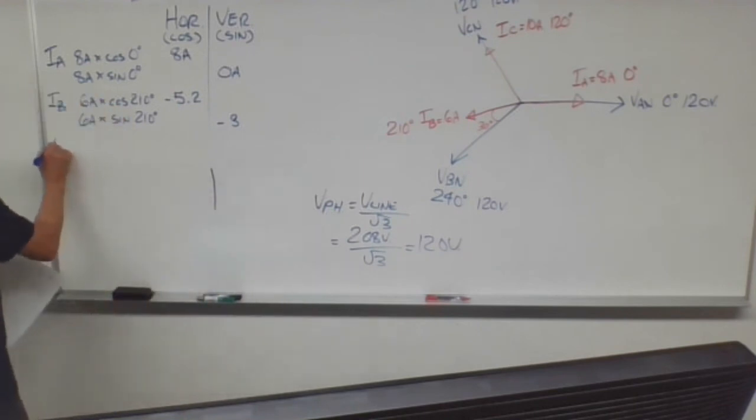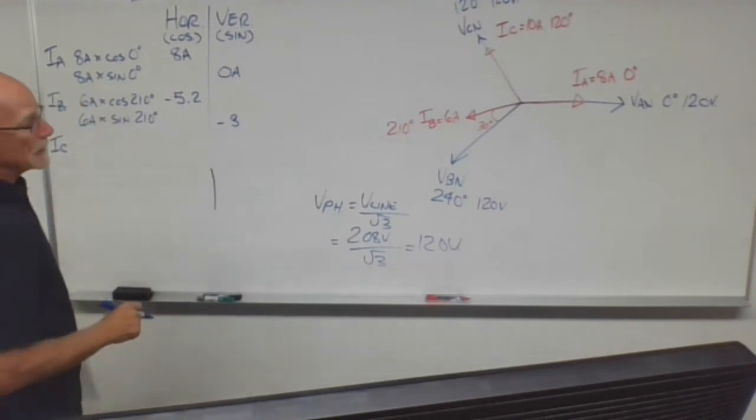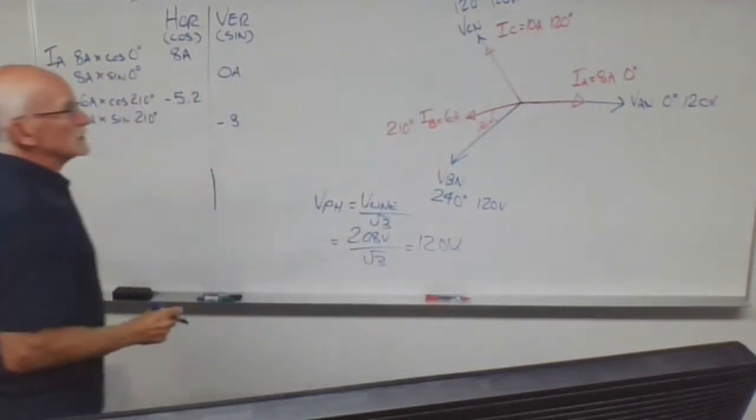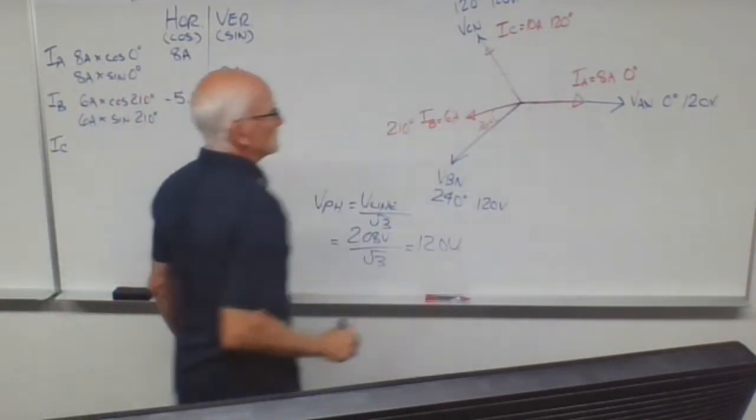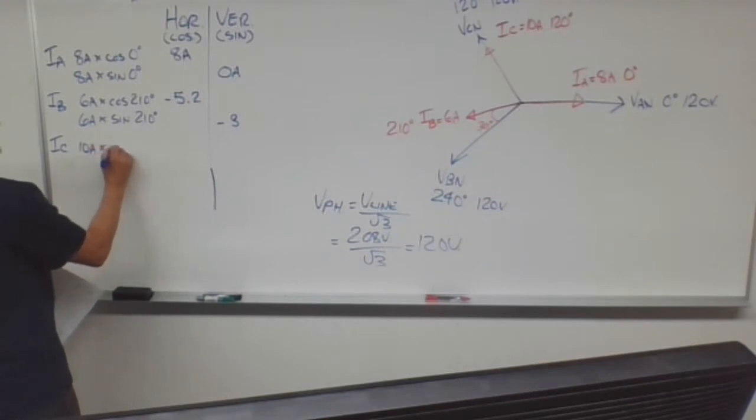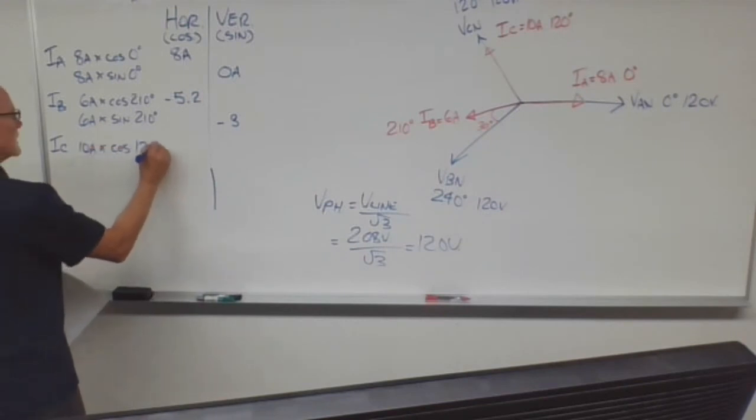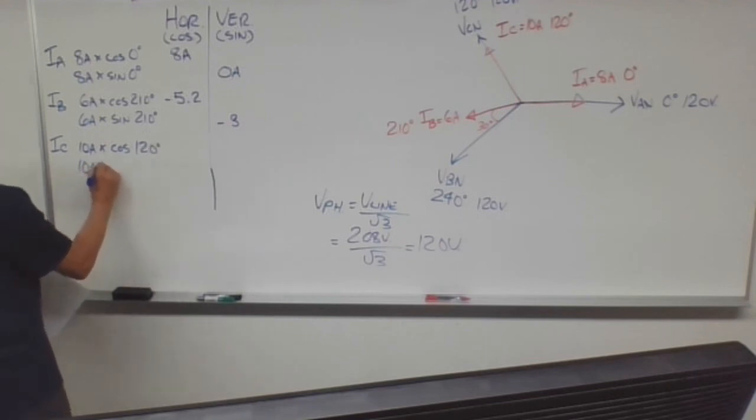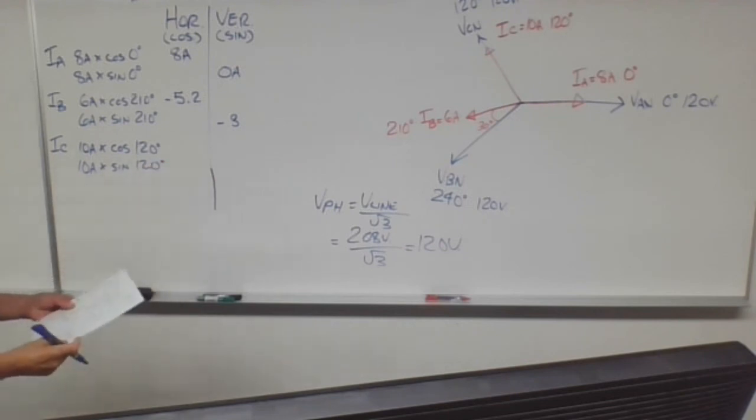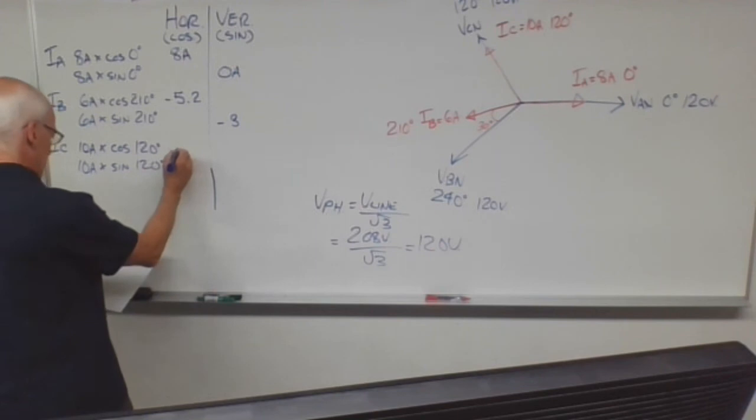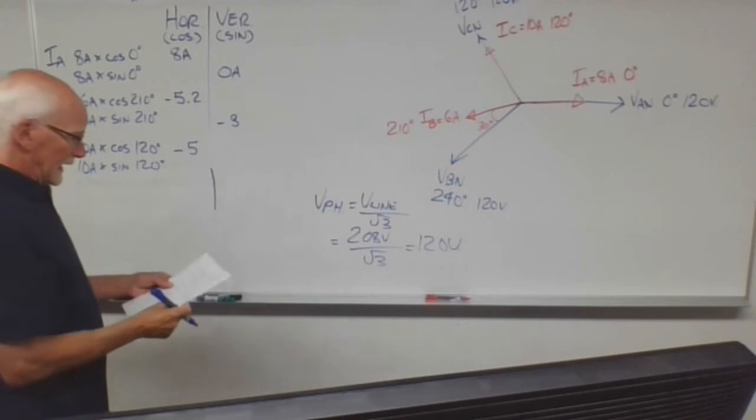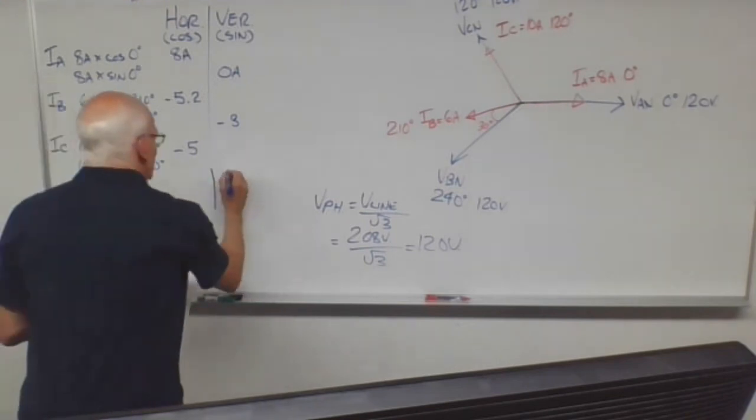Current C is 10 amps. It's right in phase with the phase voltage, but it is at an angle of 120 degrees. So there are some vertical and some horizontal parts to that current as well. So 10 amps times the cosine of 120 degrees, 10 amps times the sine of 120 degrees. The values that you should get for that are, for the horizontal value, minus 5, and the vertical value should be 8.66.